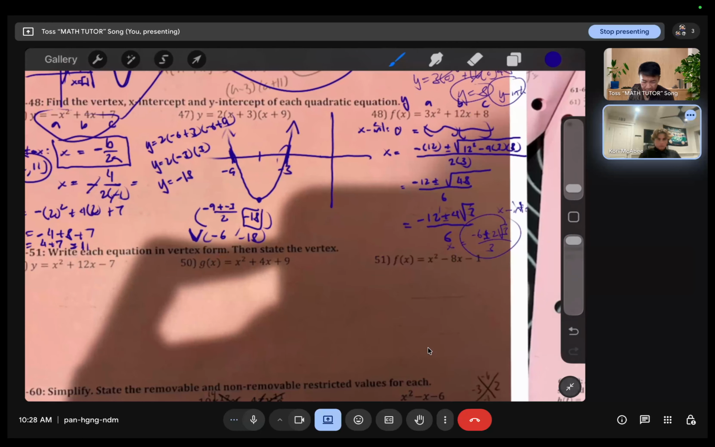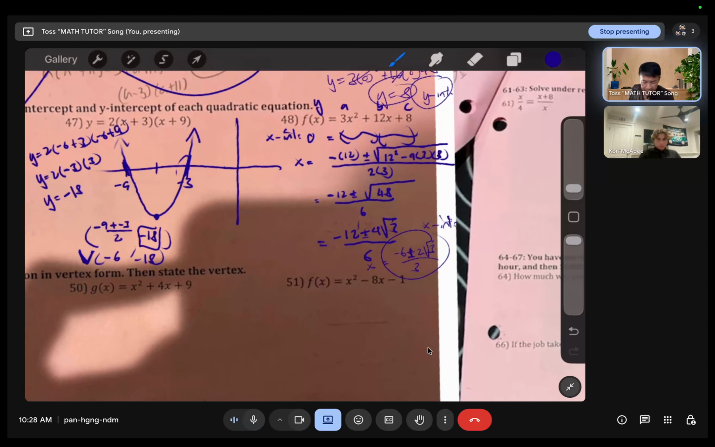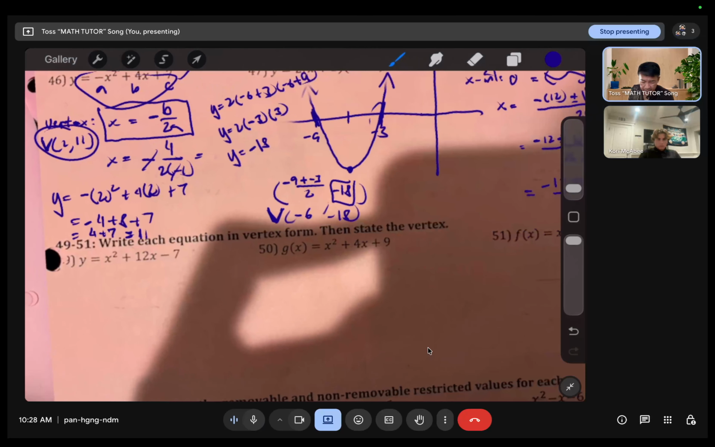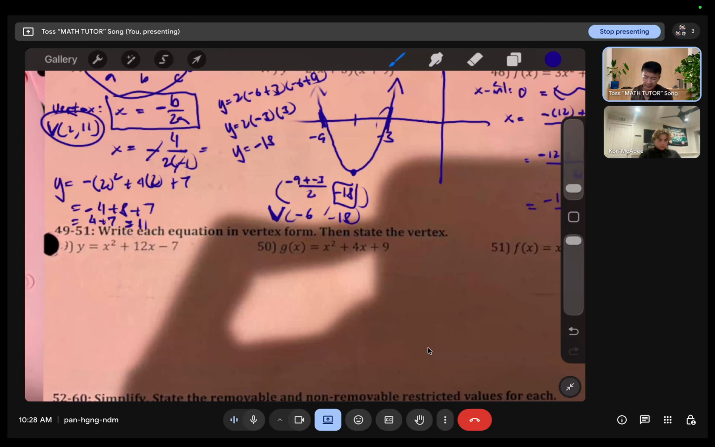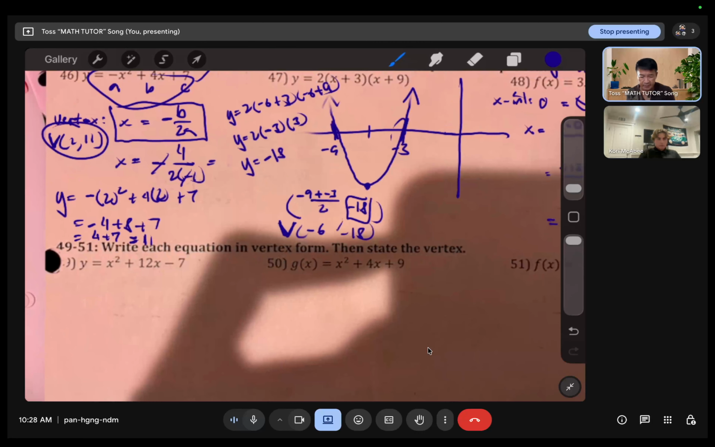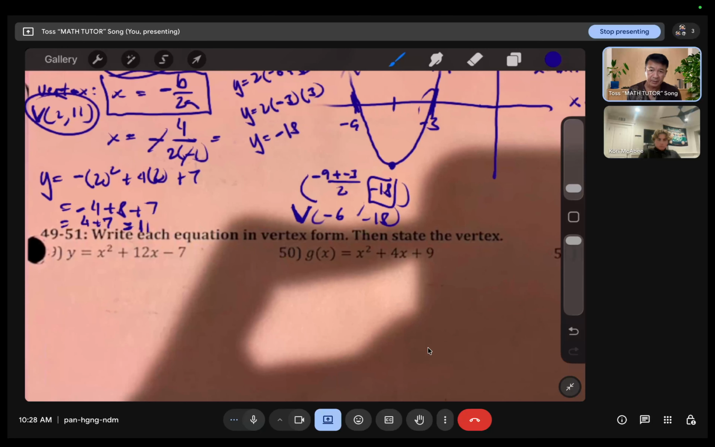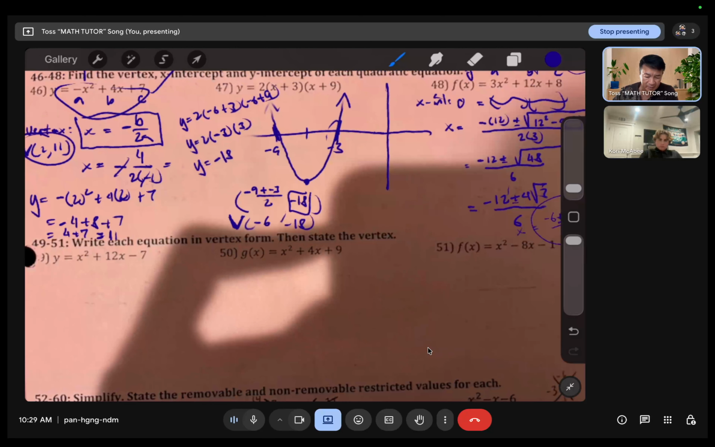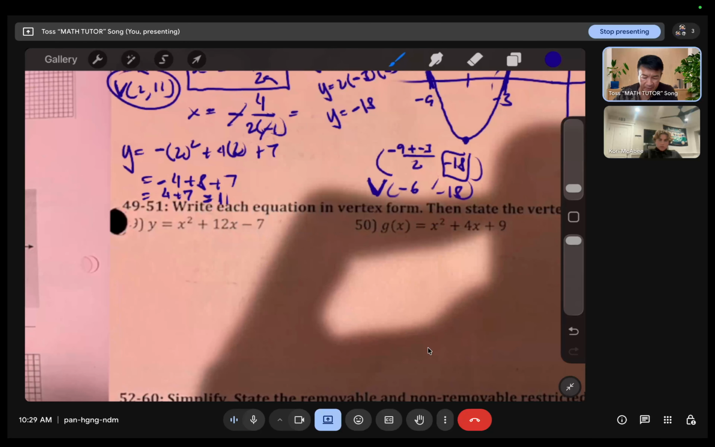Okay. I hope you're okay with that. You got the vertex, x and y intercept. Okay. Now, 49, what do you think? Should we do 49 to 51? They want you to write the equation in vertex form, then state the vertex. I think this is something you may have to do because this is completing the square. They force you to do it for solving the equation, but you only get one. You can do one time, but now they really want it. You can't get away with it. All right, let's do it. Is that okay? Let's do at least one.